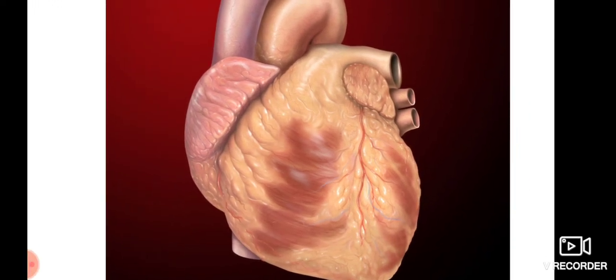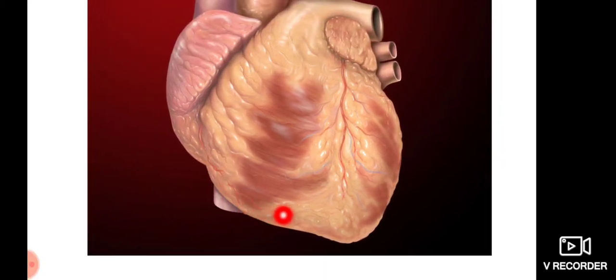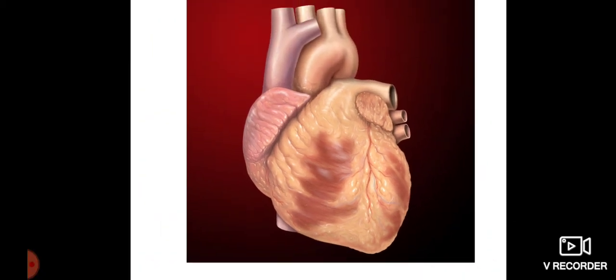Then the borders. It has a superior border formed by the 2 atria, a right border formed by the right atrium, then an inferior border which is formed by the right and left ventricle, and a small portion of the left ventricle. Then the left border, which is formed by the left ventricle and left auricle. Not the atrium, the auricle, because the atrium is not visible. This is about the borders. So all the borders are continuous: superior border, right border, inferior border and left border.